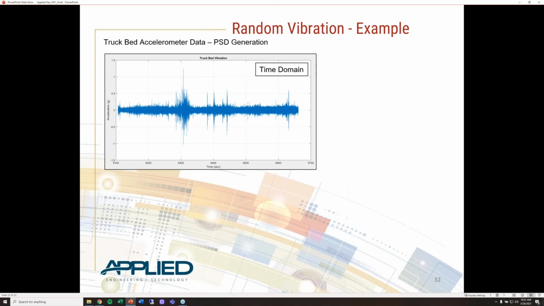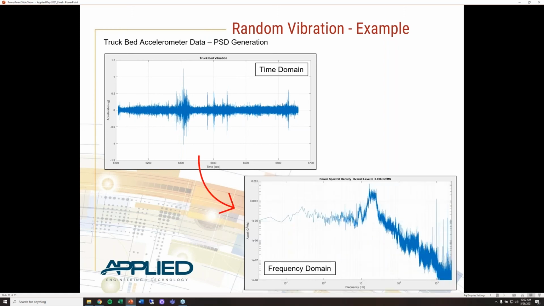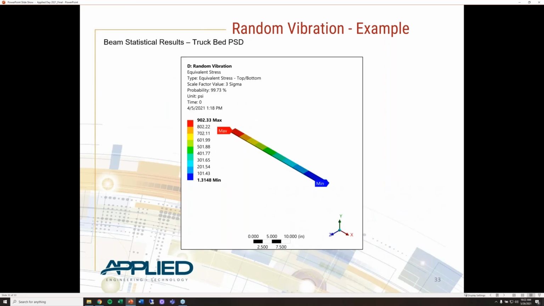But here is an example of a time history of some truck bed accelerometer data. We attach an accelerometer to a truck bed and drive it around. Over the 6,700 seconds, this is what the accelerometer measured. To generate a PSD, we'll use software to convert that time domain of acceleration into power versus frequency. We'll take a look at how much power is present at each frequency, and this is what we'll use to drive the random vibration analysis.